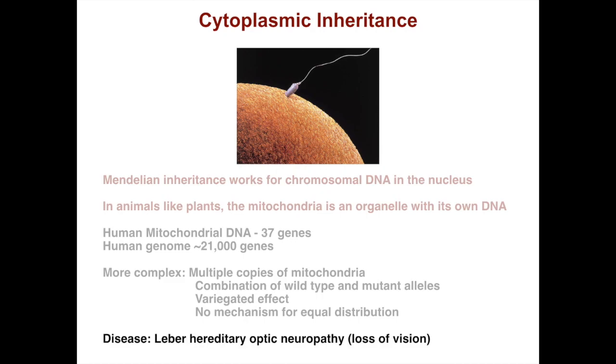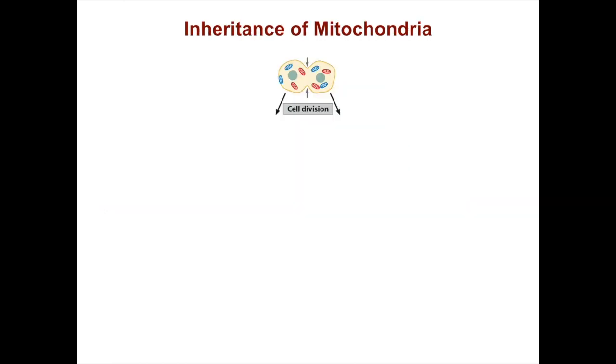For example, the human disease Leber hereditary optic neuropathy, which causes a loss of vision, is a maternal effect disease caused by a defect in mitochondrial genes. Let's imagine this cell, which is dividing, is a zygote, and it contains an equal number of mitochondria with wild-type genes that are in red and mitochondria with mutated genes that are in blue.